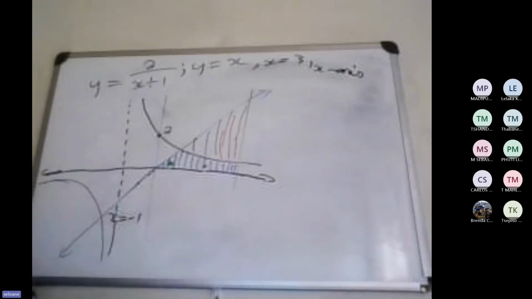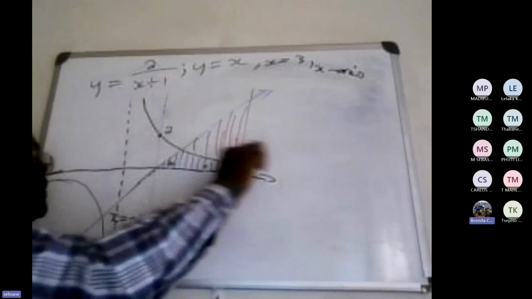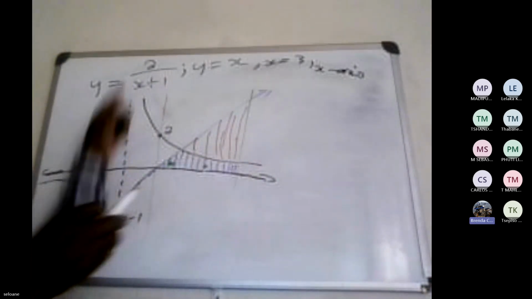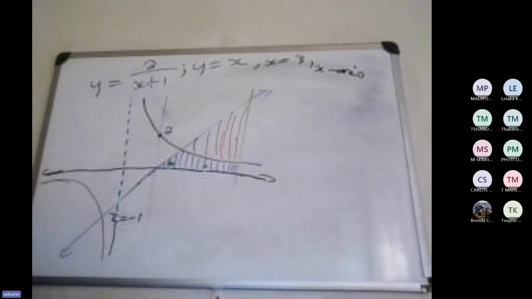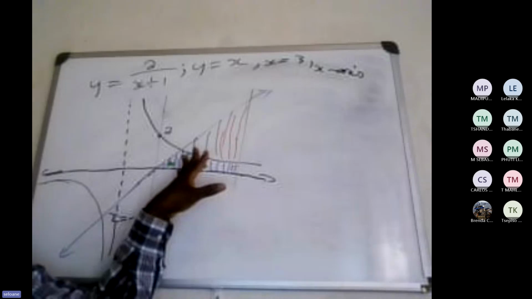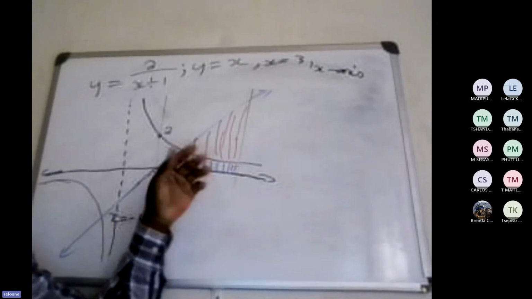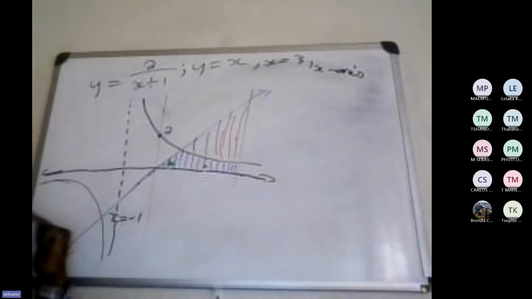No. The answer is what? No. It's no longer going to be y equal to x. It's now which function? It's now this: y is equal to 2 over x plus 1. Therefore, here we cannot even go far because this is not enclosed on top by a single function.